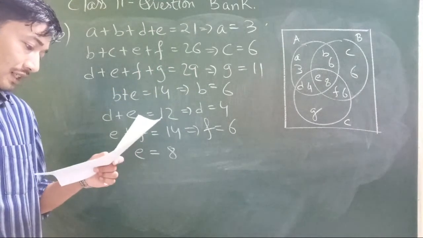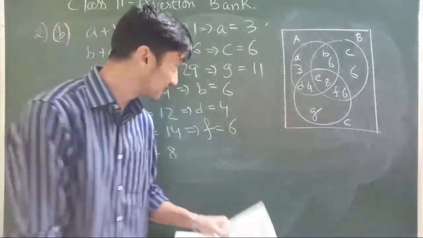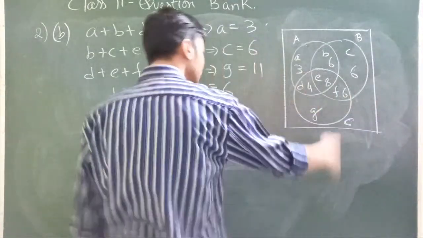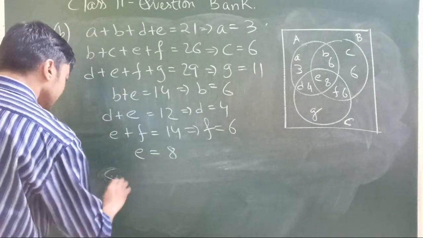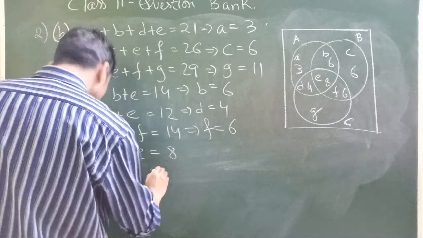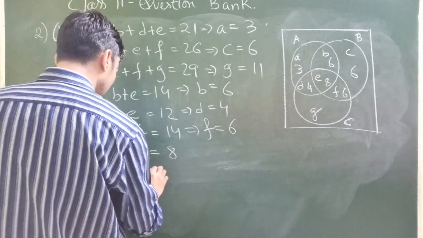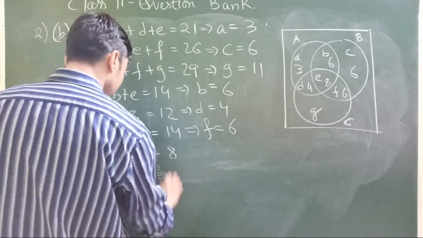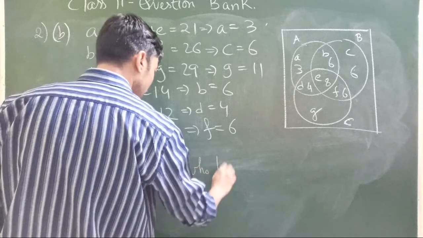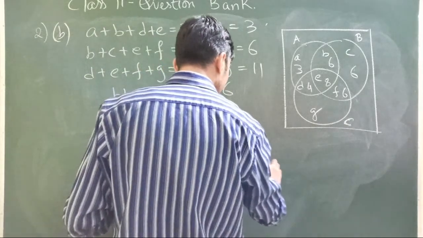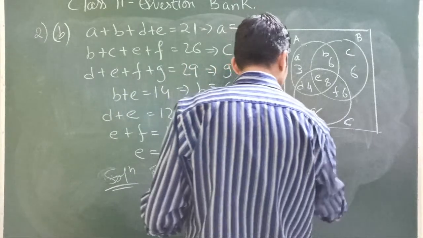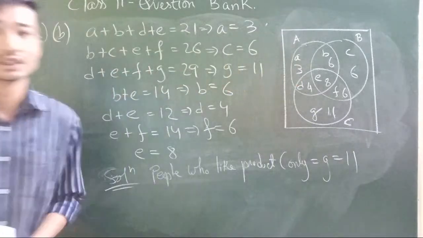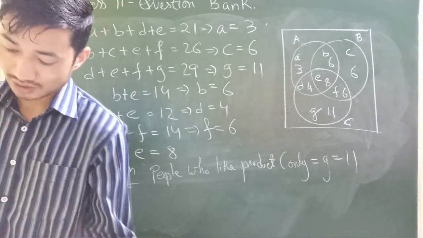So the question is, find how many like product C only. So the solution to the question will be, find how many people like product C only. I'll just write people who like product C only, that is G. So G was how much? 11. So these are the only people who like only product C. No problemo.